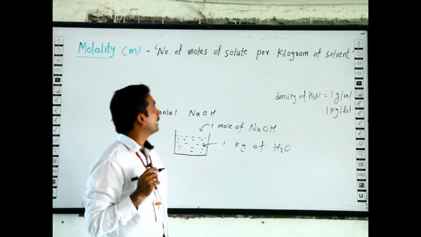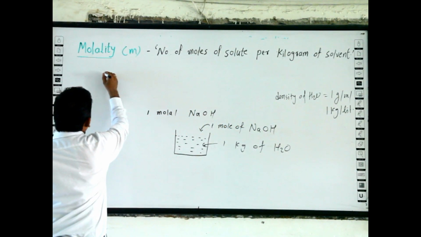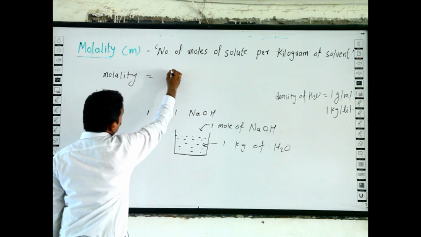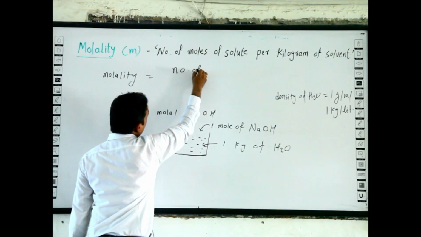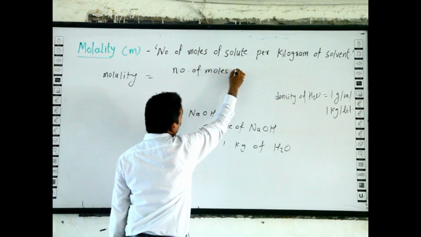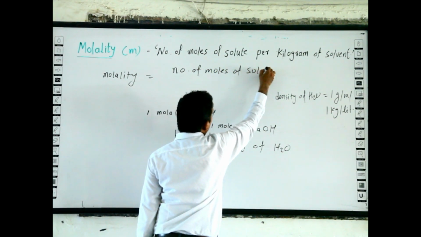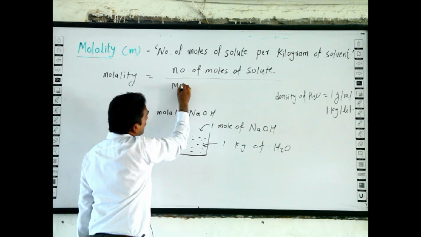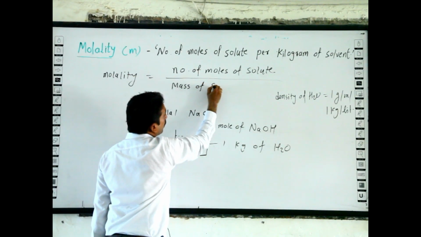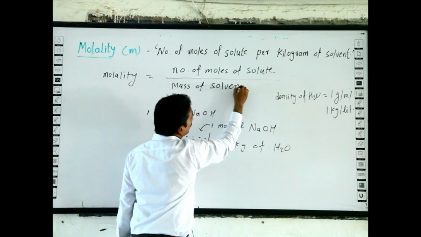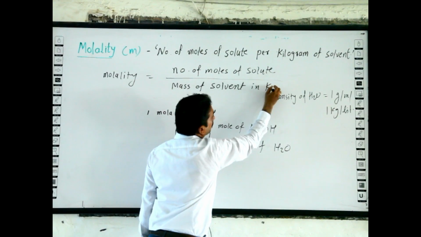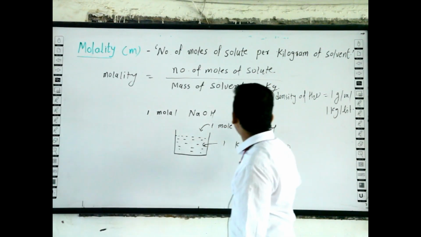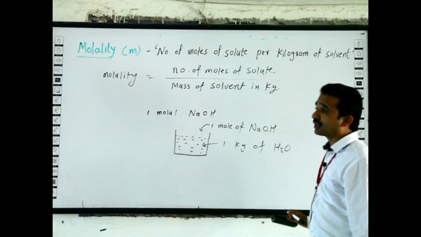Here we will take the formula. Molality equals number of moles of solute divided by mass of solvent in kg. Here there are two keywords.